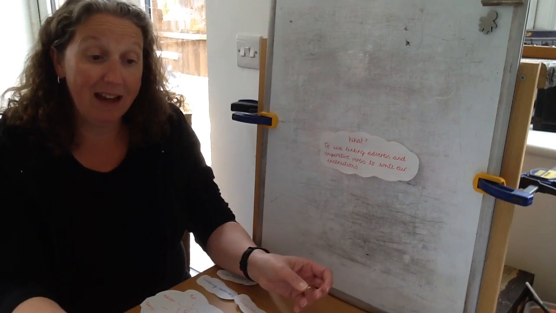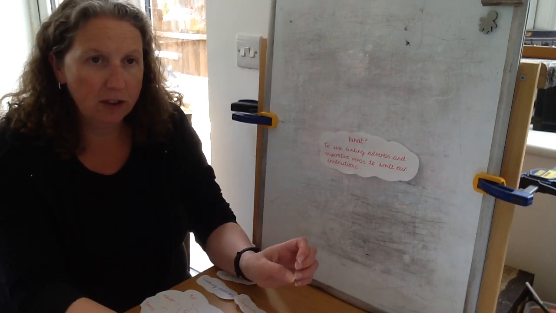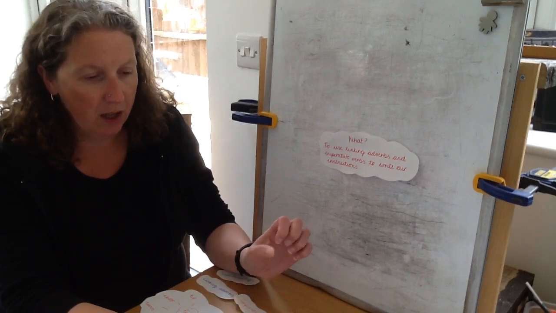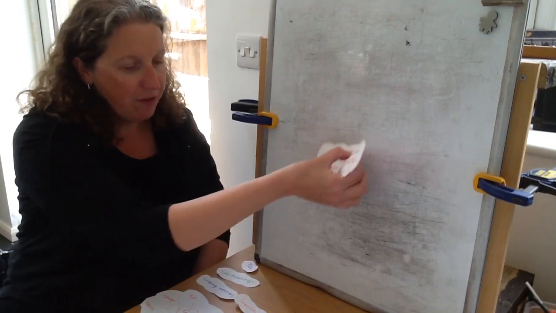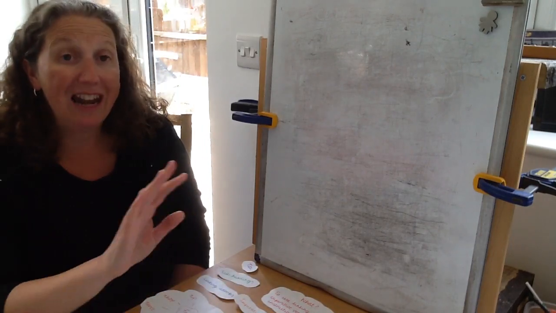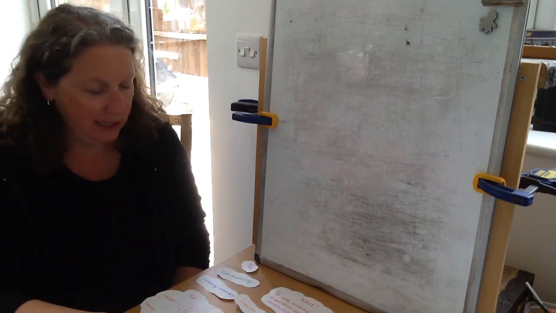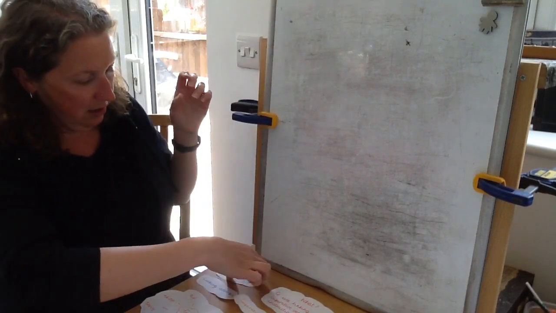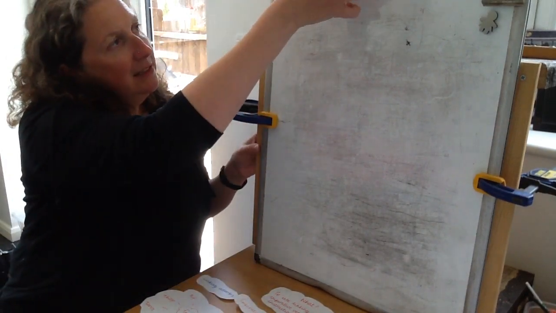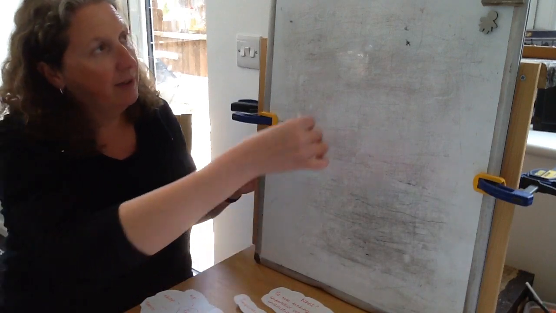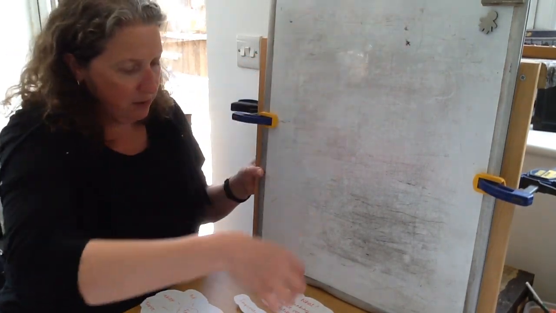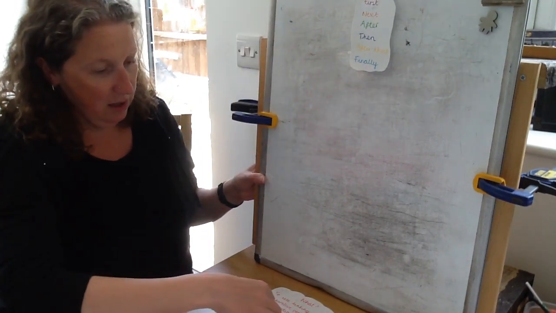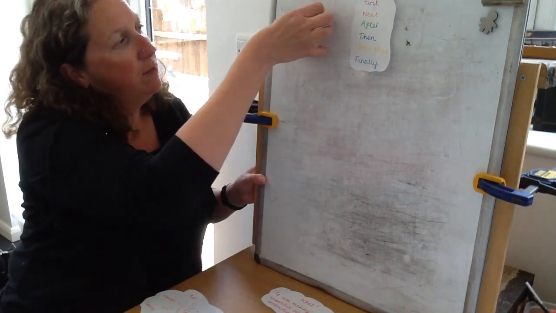Okay, so I'm going to keep that in front of me so that I can use it when I'm writing. I also want us to have a think about the layout and the features that we need to include. So we said we needed a title, subheadings, we needed linking adverbs. Okay, we needed imperative verbs.